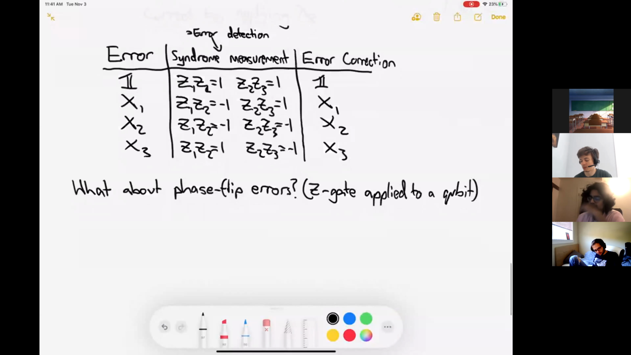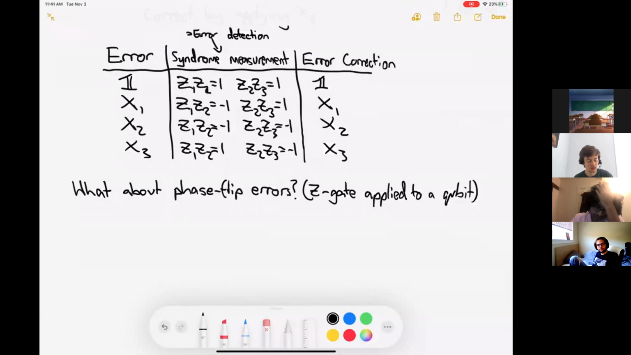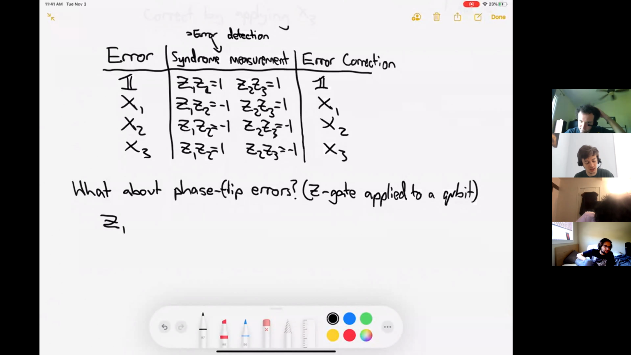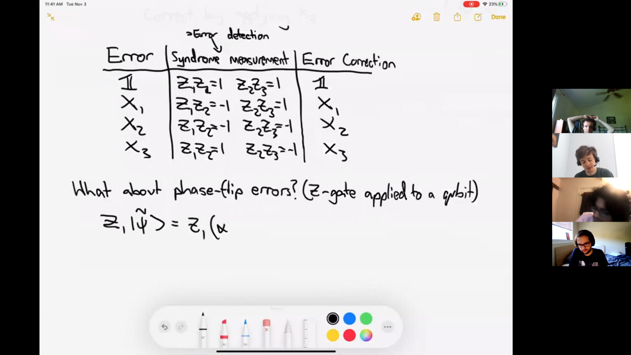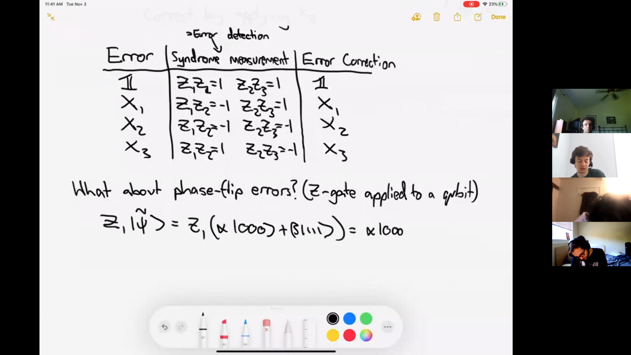So let's look at what happens to that with our current code. Let's say you have a Z gate that acts on the first qubit, and we apply it to our state psi tilde. So this is Z1 applied to alpha |000> plus beta |111>. Well, that's going to be equal to alpha |000> minus beta |111>. Is this an error that we can correct?